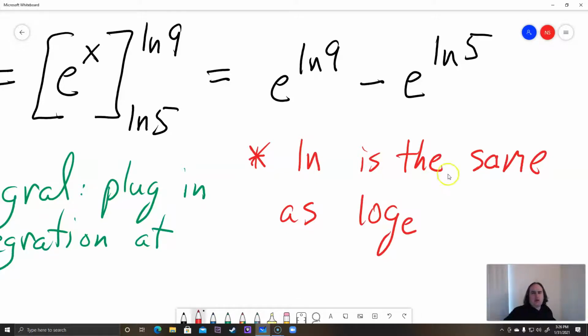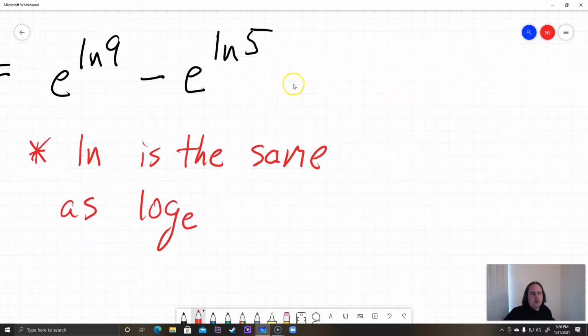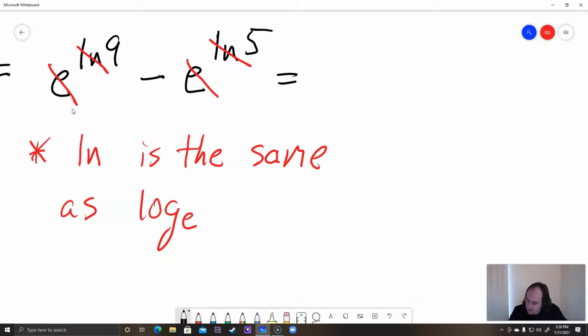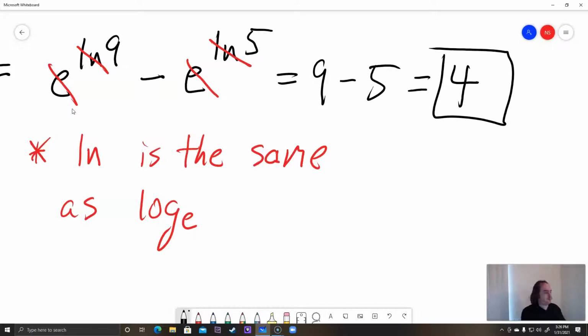So what that means is e to the ln of 9 and e to the ln of 5, the e and the ln are just going to cancel out. Because if you have a logarithm and an exponential with the same base, and you compose them with one another, they just cancel out. So we're just left with 9 minus 5, which is 4. So our answer is 4. Pretty cool, huh?